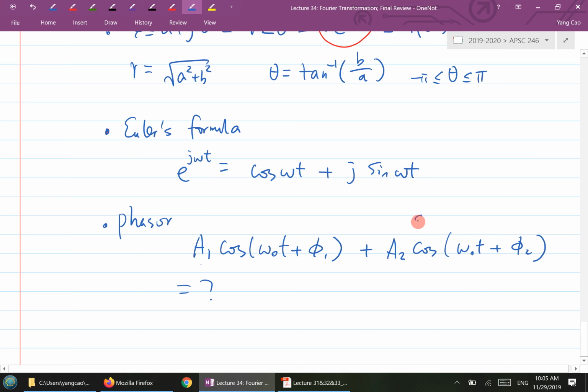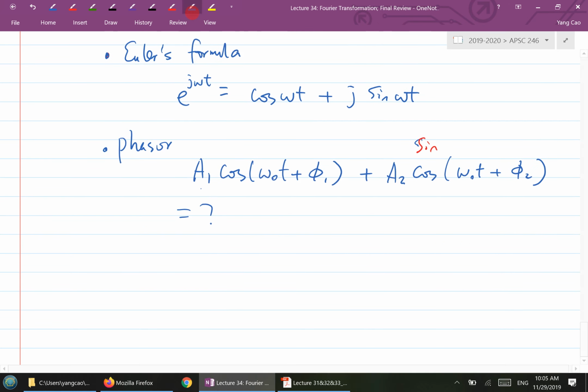This can be a sine too. So there can be a transition between sine and cosine. And the last concept of the complex number is, what is the nth root of a complex number?